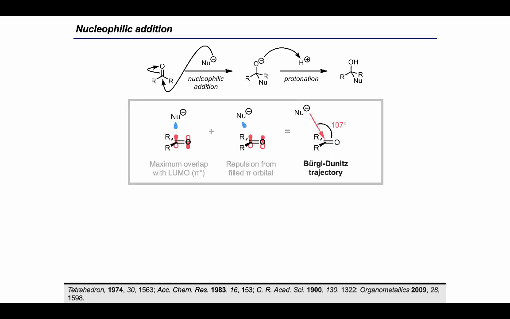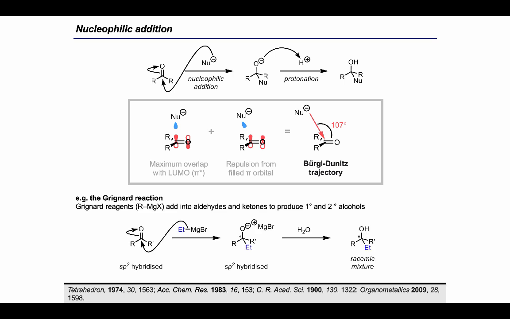A key feature of nucleophilic addition to carbonyls is attack of the nucleophile at the Bürgi-Dunitz trajectory, an angle of approximately 107 degrees relative to the carbonyl compound. This angle results from the maximum overlap of the nucleophile with the lowest unoccupied molecular orbital, or LUMO, which is the pi star orbital, combined with repulsion from the filled pi orbital of the carbonyl bond. As we have already seen, this general reaction occurs in reduction reactions with hydride sources. Another classic example is the Grignard reaction, in which more highly substituted alcohol products are generated via the addition of nucleophilic carbon groups from Grignard reagents.